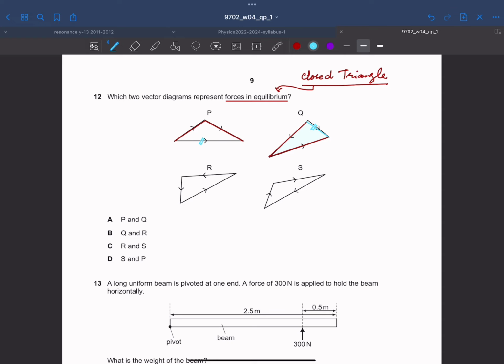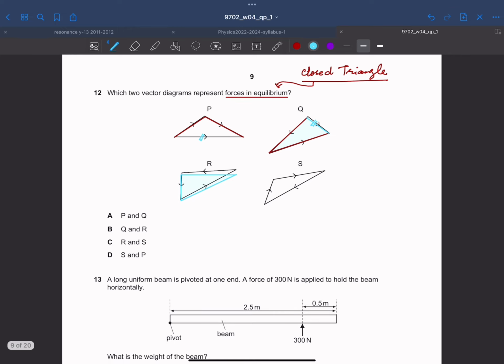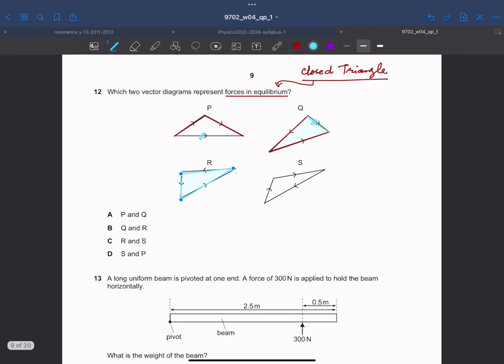As far as R is concerned, if you start from this side, you can see that it is giving you a closed triangle. A closed triangle means that you can start from one point and come back to the same point without any resultant force. So R is a triangle which is representing forces in equilibrium.